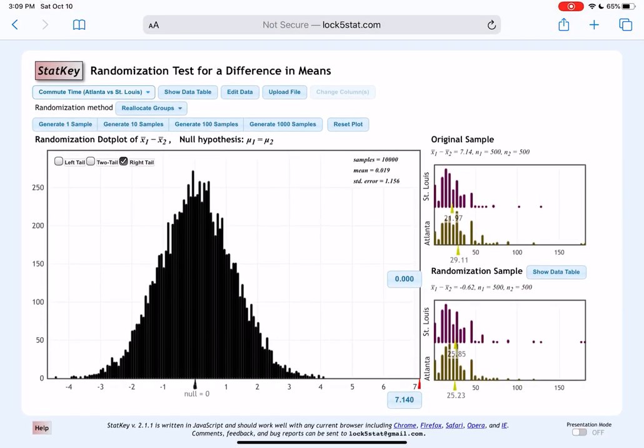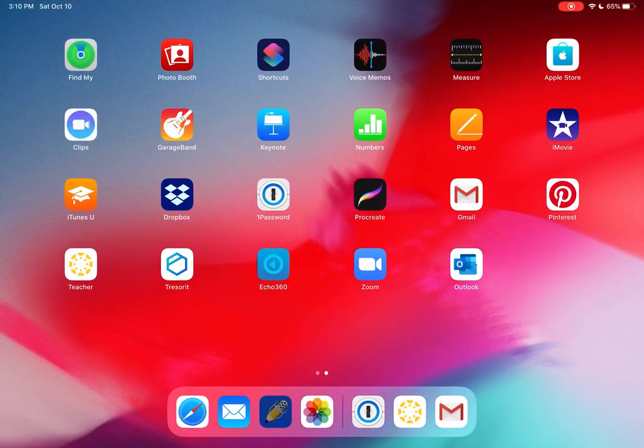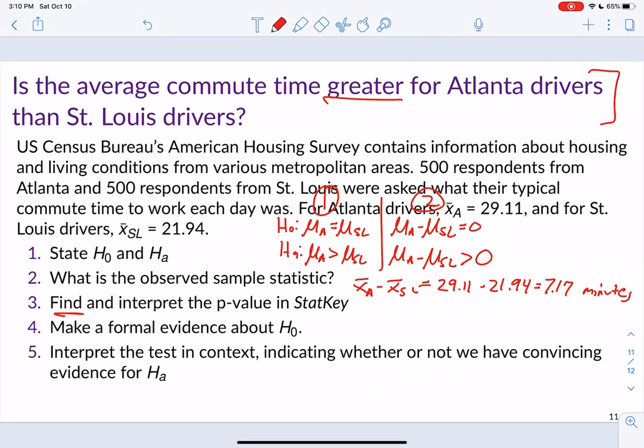And we see that our p-value says it's 0. Now, our p-value is technically never 0. So what we're going to say instead of 0 is that it's less than 0.001. So our p-value is less than 0.001. Now we need to interpret it.